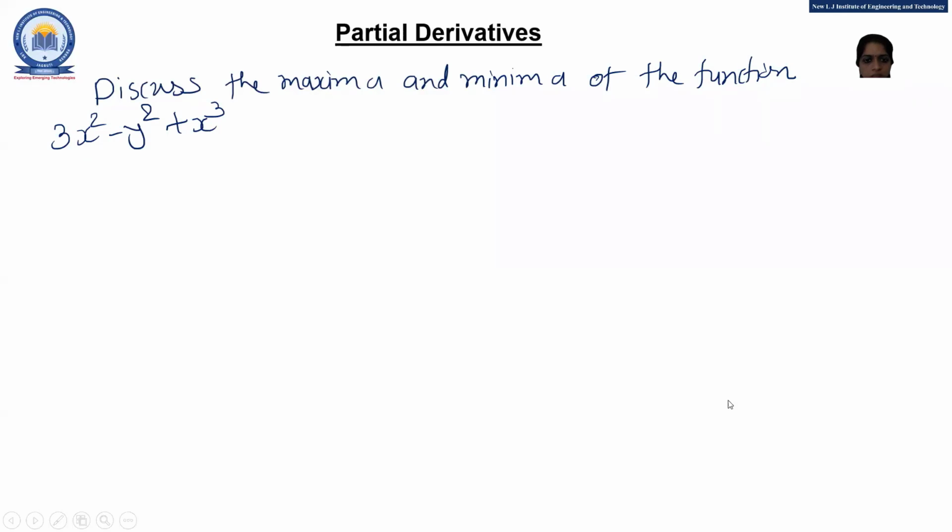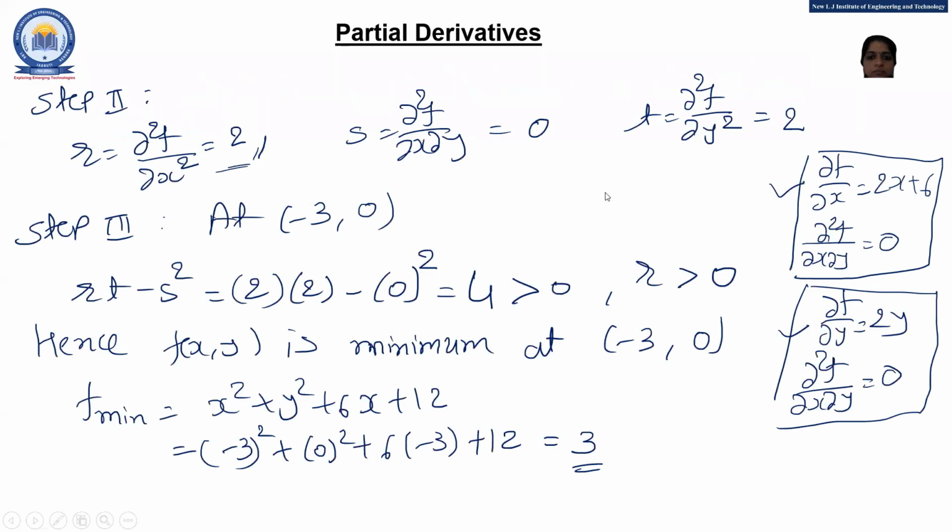One student says doubt. Let us write condition current. Why we can find f of x minimum at minus 3, 0. Rehan Khan, wait a minute.